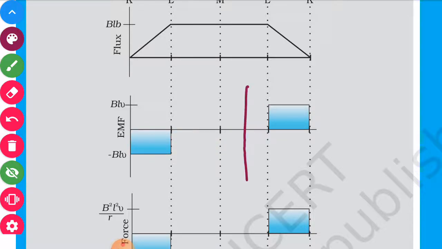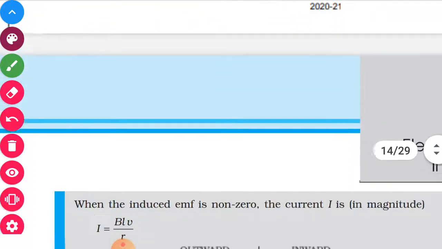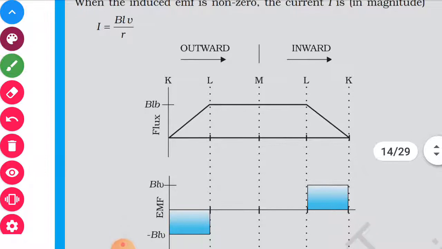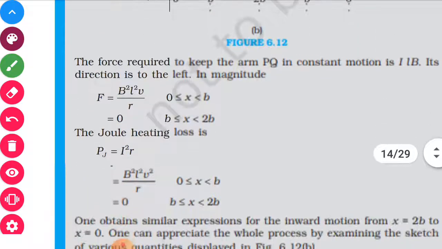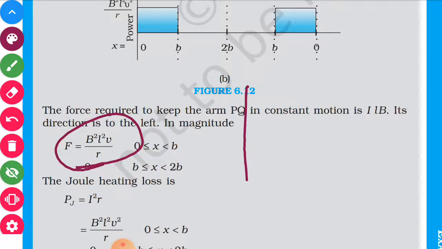Now next, force. Current can be given by BLv upon R; its magnitude is BLv upon R, that is voltage upon resistance. Now we talk about the force. Force is I L cross B, I L B sin 90. Instead of I we write BLv upon R, so the force becomes B square L square v upon R. Up to point b there is a magnetic field, so the force will be there, that is B square L square v upon R.